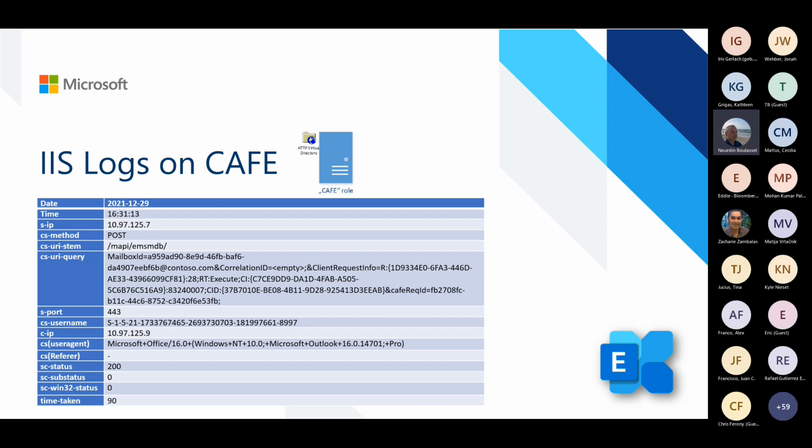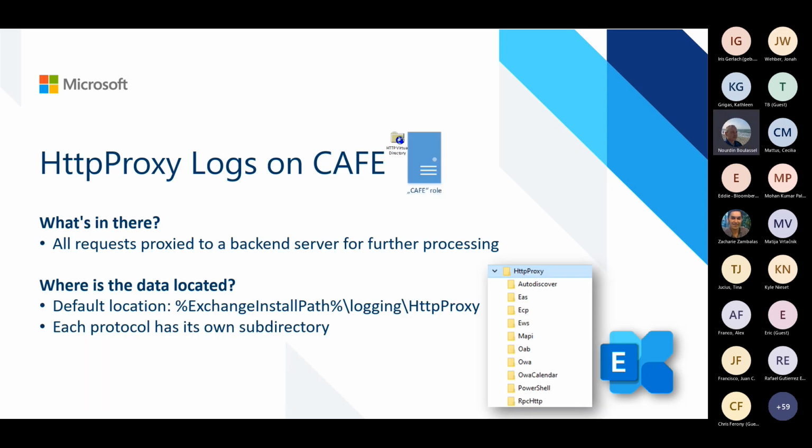And that's how you can make the flow of that request going through. You see the user agent, you see, okay, it's an Outlook client. And again, the rest of these values here. And with that, we already can go further down into the CAFE logs from Exchange.